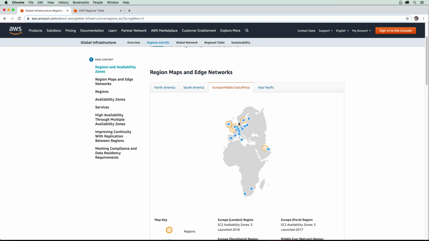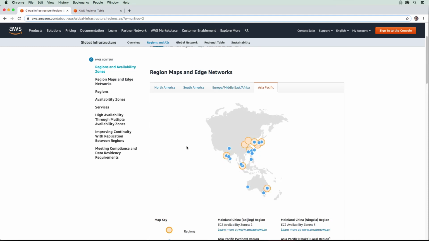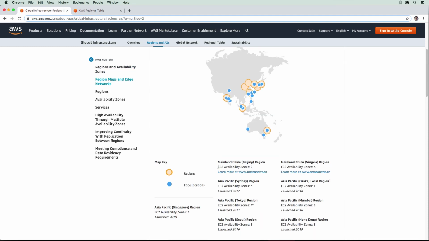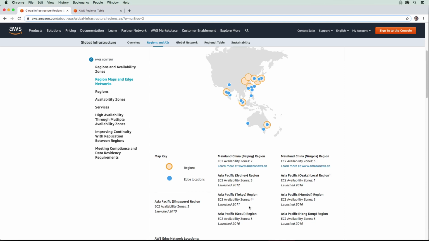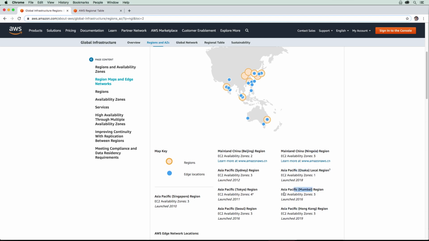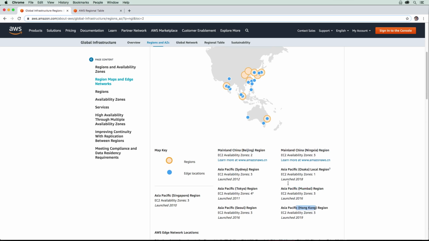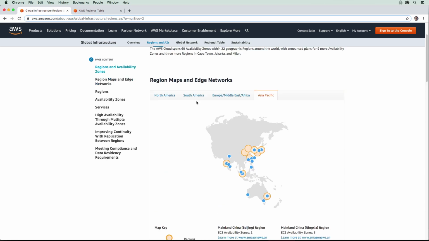Then on to Asia Pacific. We have mainland China, Sydney, which I would think would be Australia there. Tokyo, which is Japan. Seoul, which is Korea. Another place in mainland China, and we have another place in Japan, and then Mumbai, which I believe is India. And then we have Hong Kong. So yeah, those are the regions.